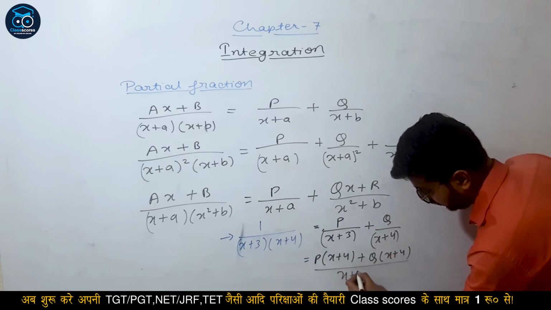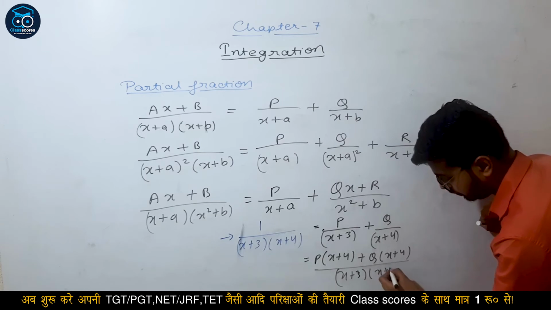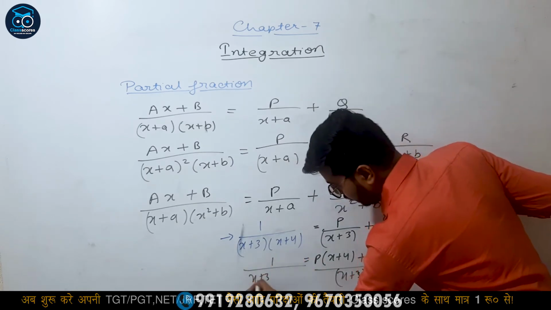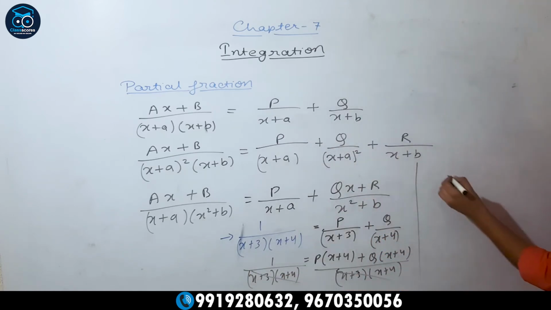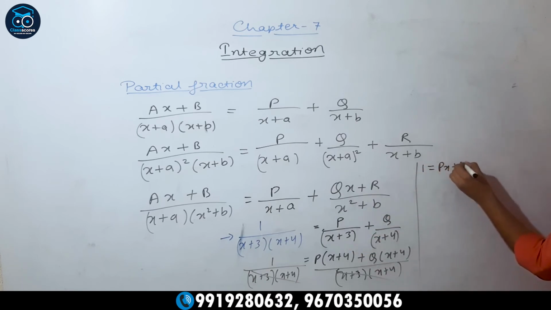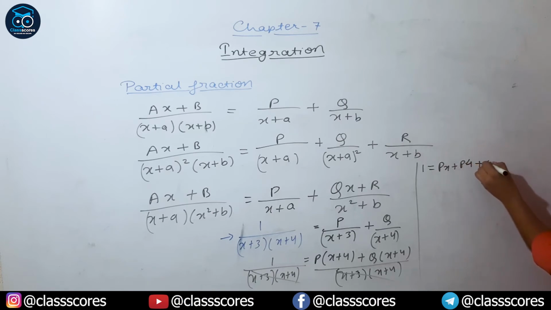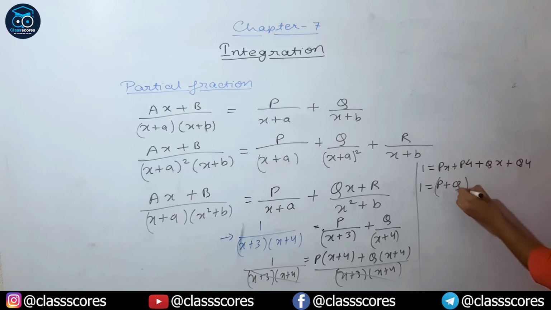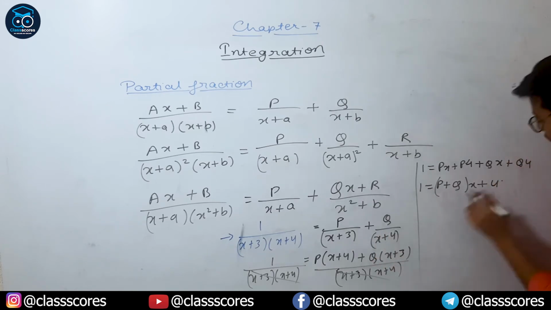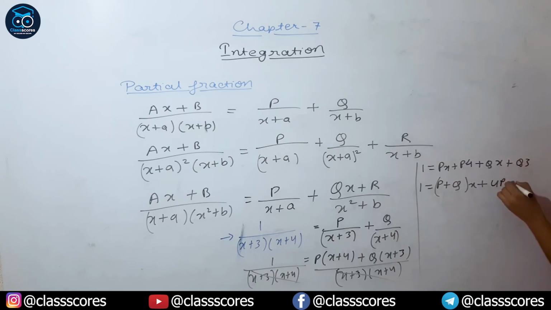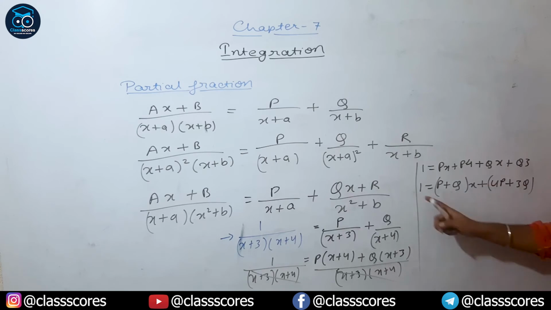The denominator is x plus 3 and x plus 4. Here 1 upon x plus 3 and x plus 4. Now this will cancel out. What is left? 1 equals px plus 4p plus qx plus 3q. Now separate the terms with coefficient x. Now 4p, okay, I did something wrong here. Here it is 3. 4p plus 3q.